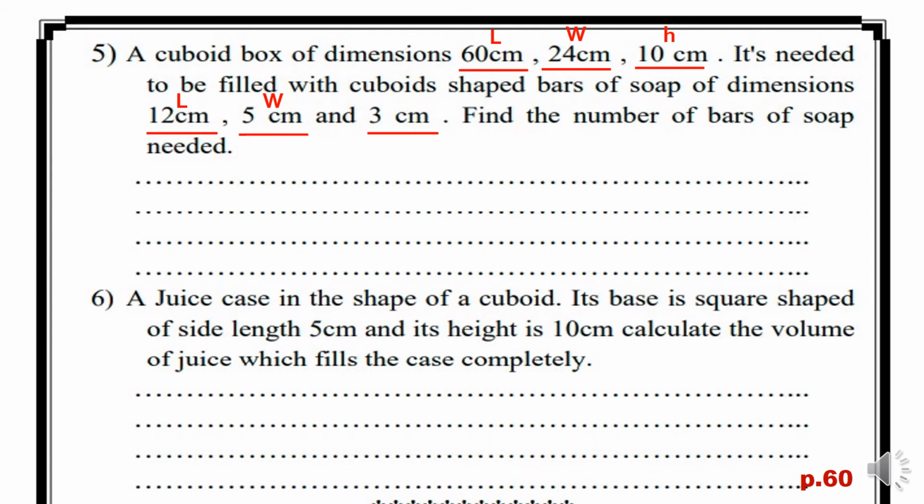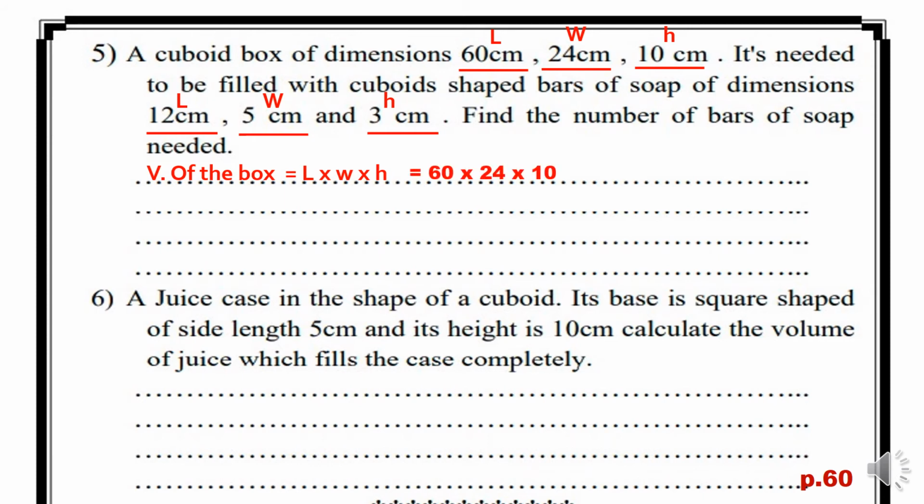So I have here a big cuboid and I want to fill it with smaller cuboids. So I have to get the volume of the big cuboid and the volume of the smaller cuboid, and then I have to find the number of bars of soap. So first I have to get the volume of the box or the big cuboid that I have. It's equal to length times width times height.